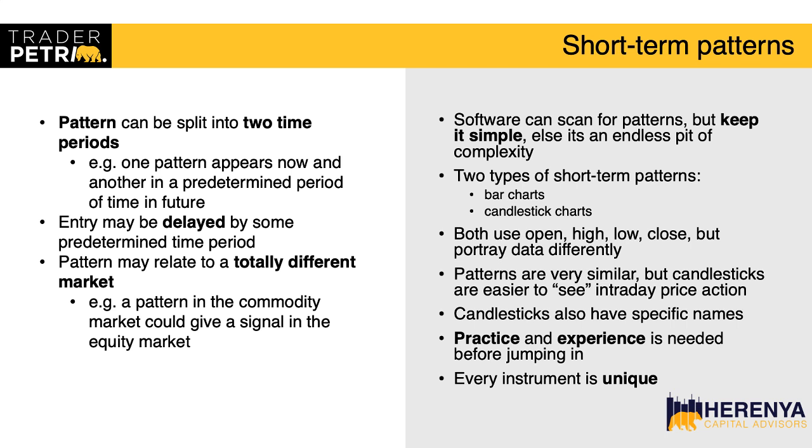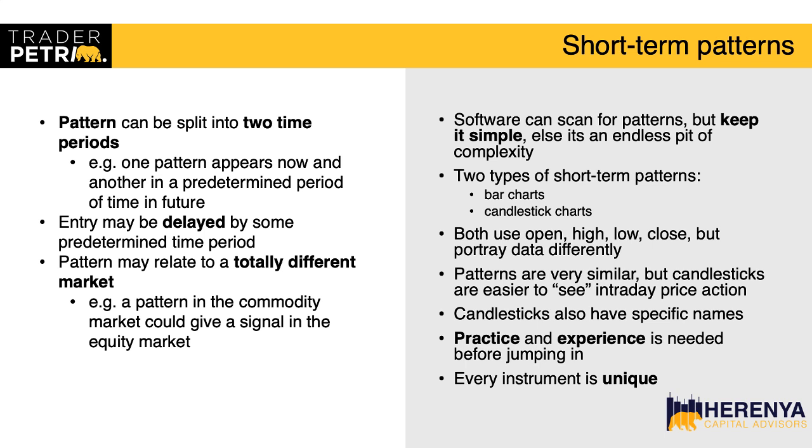So basically what this means is you may see a short-term pattern that has appeared now, and then you have a rule that says you have to wait a predetermined period of time before another pattern must appear, and only then do you have a signal. Or, for example, you could delay your entry by some predetermined period of time. After seeing a short-term reversal pattern, you have a rule that says you have to wait 2 bars before you can take the entry.